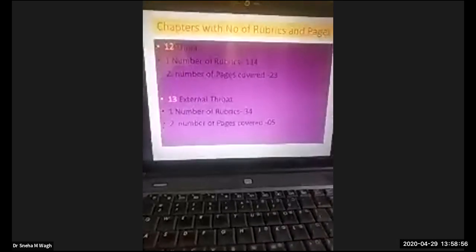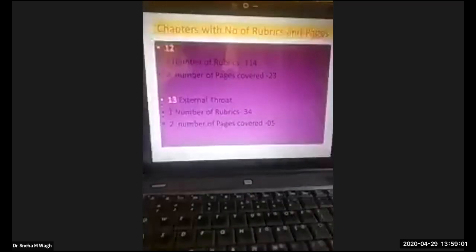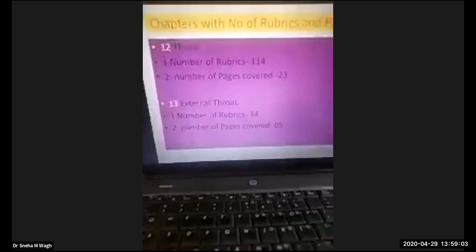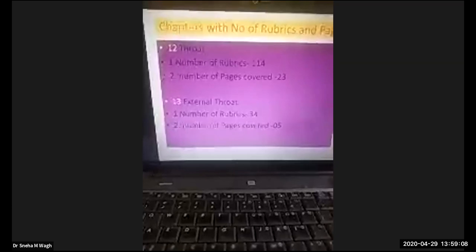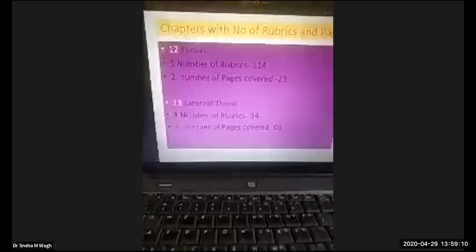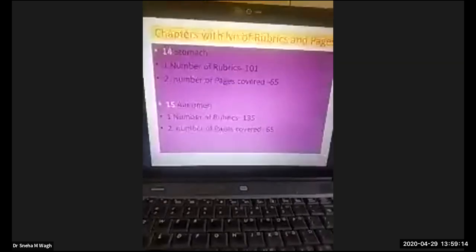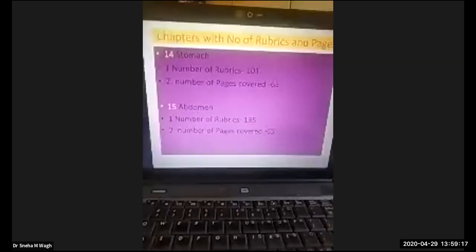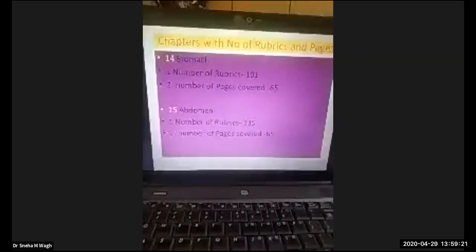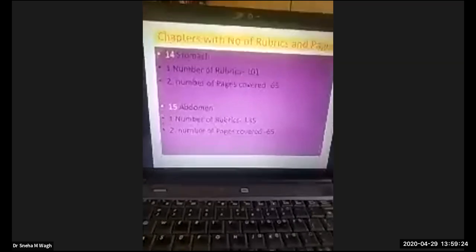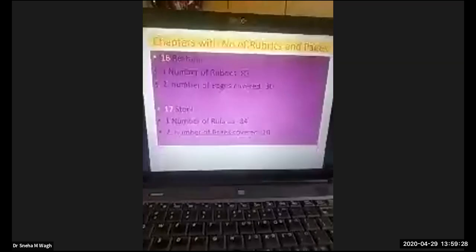Now the 12th chapter, Throat, covers 114 rubrics and 23 pages. The 13th chapter, External Throat, covers 34 rubrics and 5 pages. Stomach has 101 rubrics and 65 pages. Then comes Abdomen, with 135 rubrics and 65 pages.